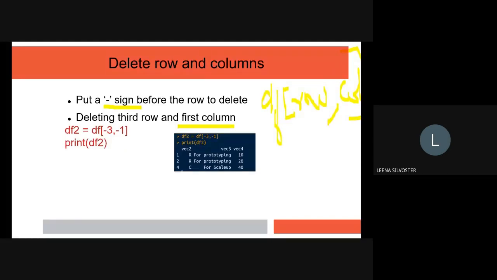So this one is a screenshot. From this we can see that the third row is already deleted and the first column is deleted. We can see vector 2, vector 3 and vector 4. Vector 1 is deleted.